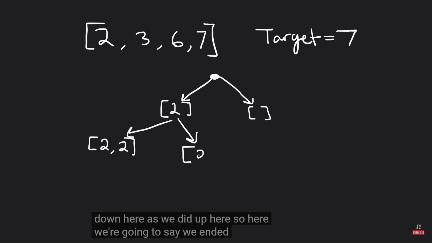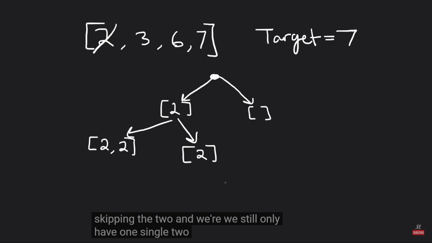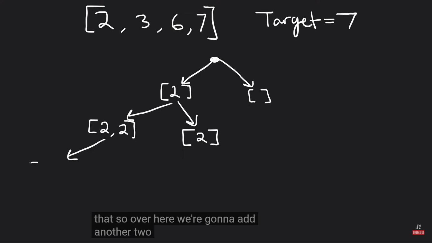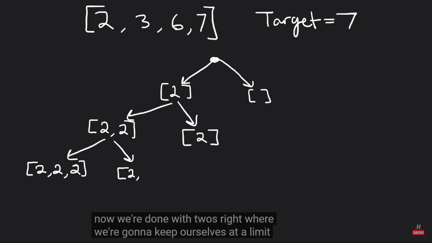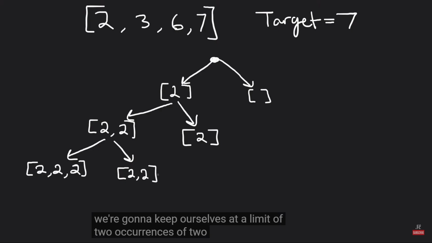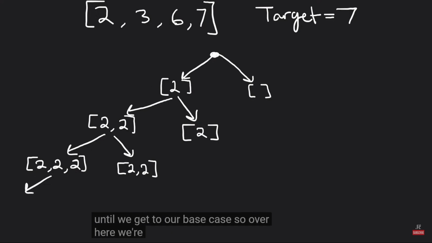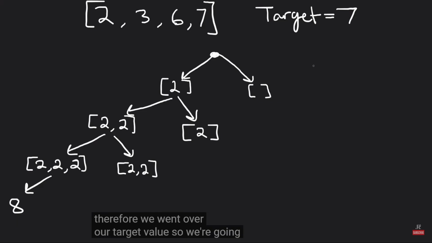So here we're going to say we ended up skipping the two, and we still only have one single two. And so let's just continue to repeat that. So over here, we're going to add another two. So we'll have two, two, two. And over here, we'll say, okay, now we're done with twos, right? Where we're going to keep ourselves at a limit of two occurrences of two. And we're basically going to continue this logic until we get to our base case. So over here, you're going to see if we ended up having four twos, we'll get a total of 8. So therefore, we went over our target value, so we're going to stop.